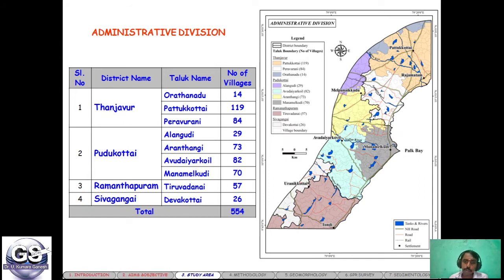Further, to understand the administrative division of the study area, an administrative division map was prepared. The prepared map displays that the study area is covered by 4 districts, namely Tanjavur, Pudukkottai, Ramanathapuram and Sivagangai, in addition to 9 taluks and 554 villages.